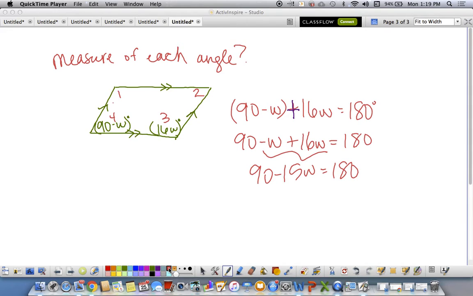What are you doing next? Oh, that's a plus. Sorry. You subtract the 90. Subtract 90. 15W equals 90. Divide by 15. W equals 6. Is that our answer? Is that where we stop? No. No, please don't.